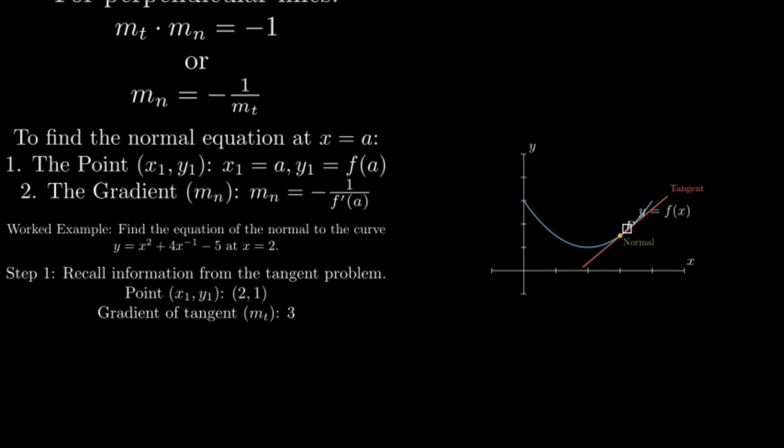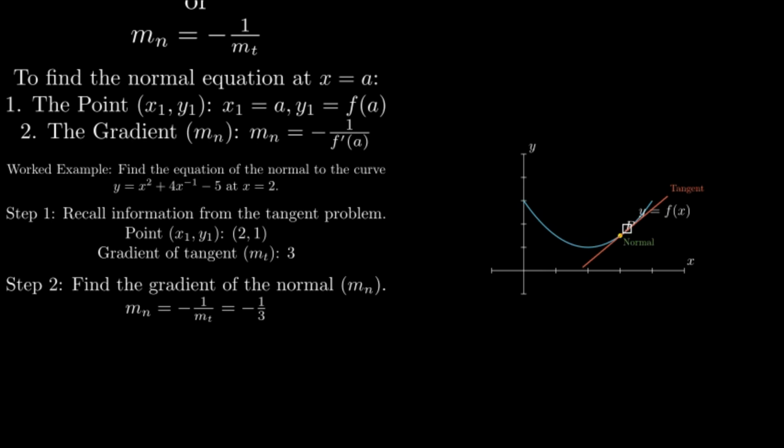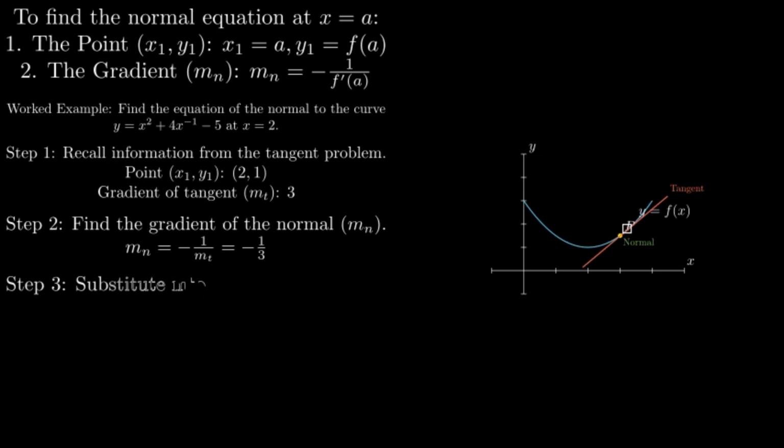Now, for the new step, calculating the gradient of the normal. The gradient of the normal is the negative reciprocal of the tangent's gradient. So m subscript n equals -1/3. We now have the point (2, 1) and the normal gradient -1/3. We just plug these into the point-slope formula. This gives us y minus 1 equals -1/3 times the quantity x minus 2.